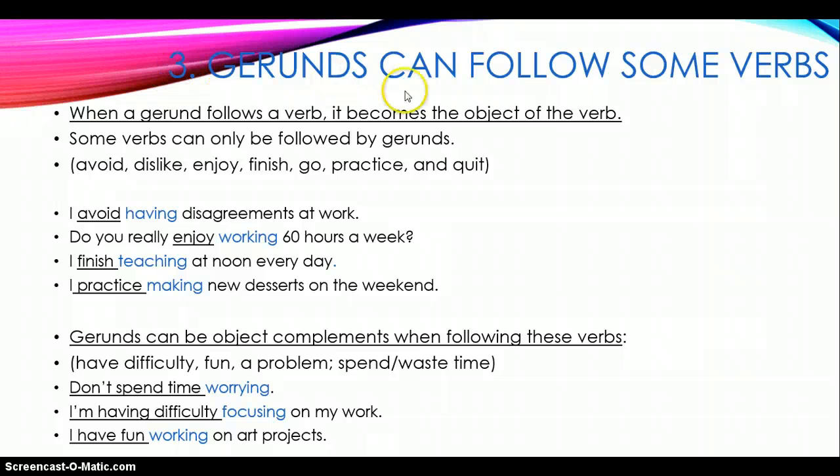Third, gerunds can follow some verbs. So when a gerund follows a verb, it becomes the object of the verb. And some verbs can only be followed by gerunds. Here are some examples of verbs: avoid, dislike, enjoy, finish, go, practice, and quit.